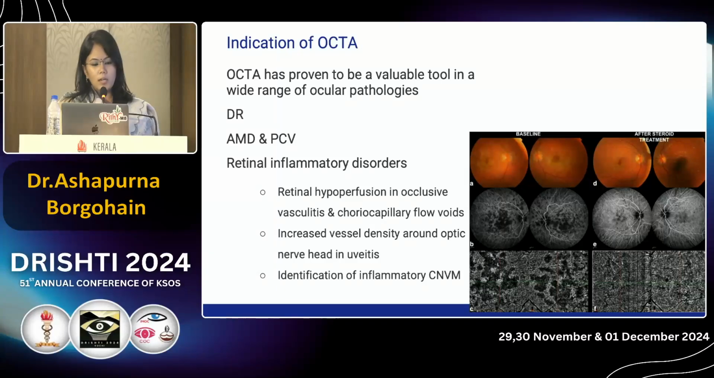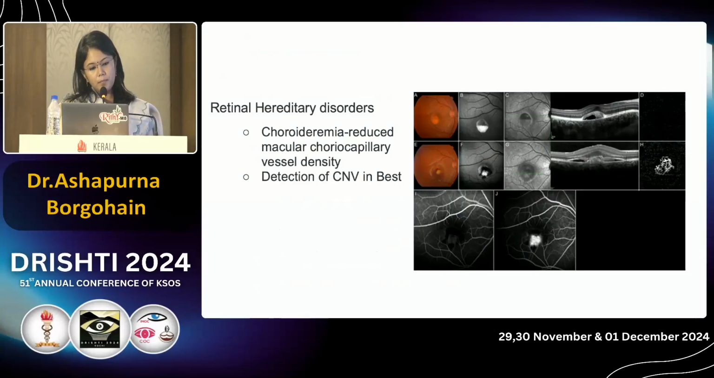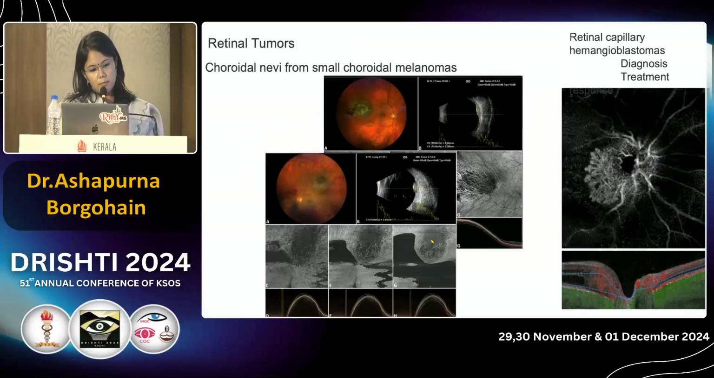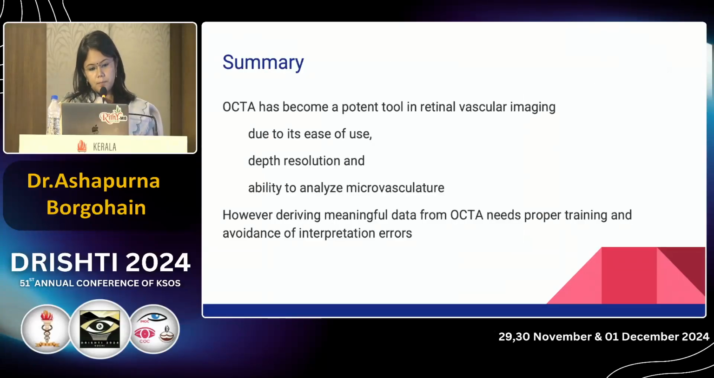So, indications of OCTA: it has been a valuable tool in a wide range of ocular pathologies, most commonly used in diabetic retinopathy, AMD and PCV, which will be dealt with in the subsequent talks. It can also be used in retinal inflammatory disorders for diagnosis as well as follow-up. In hereditary disease, mostly in Best disease to pick up CNVMs. In retinal tumors to differentiate choroidal nevi from choroidal melanomas. In retinal capillary hemangioblastomas.